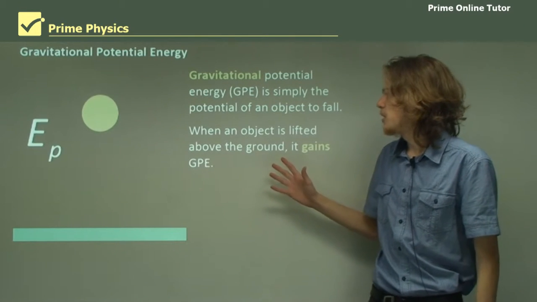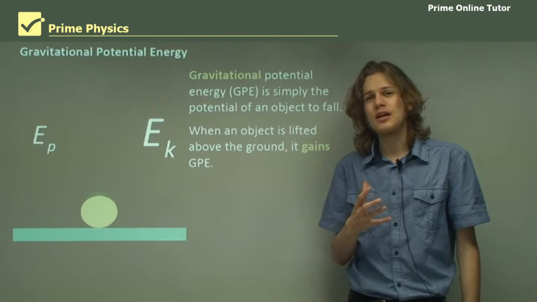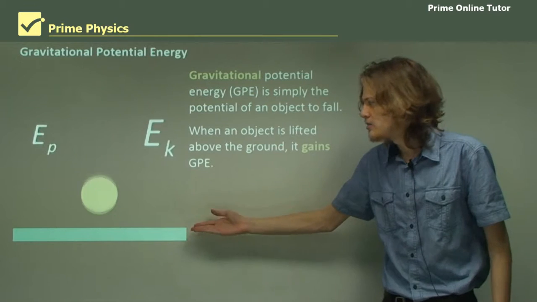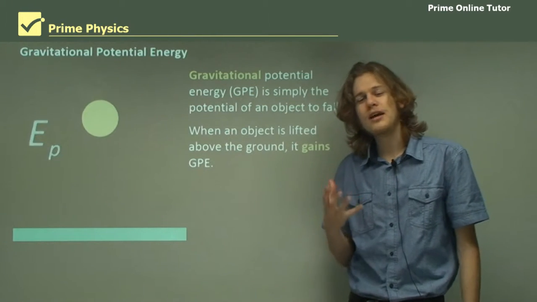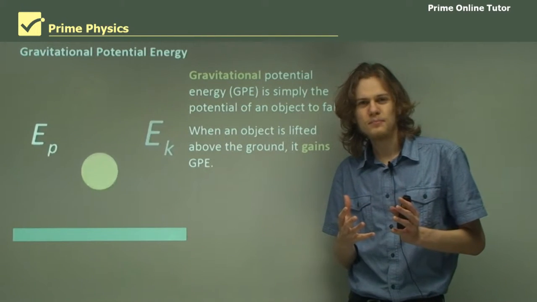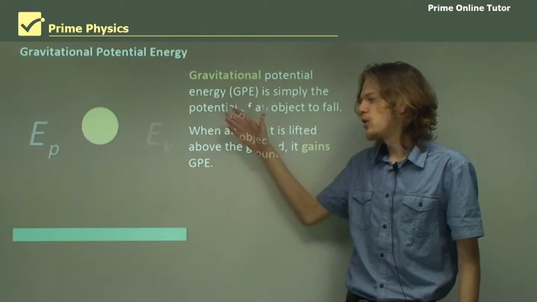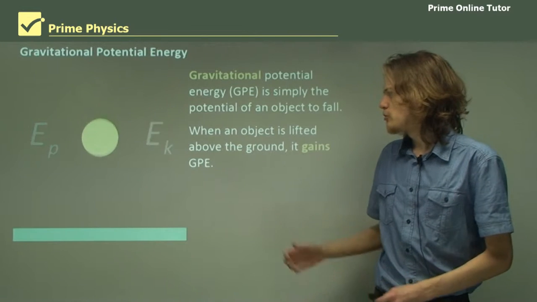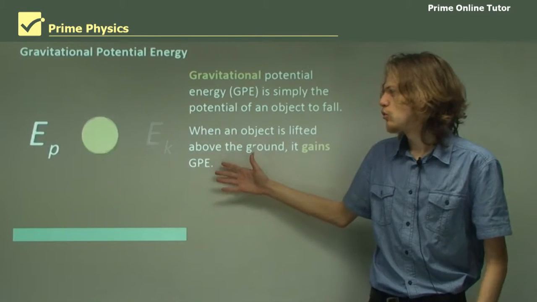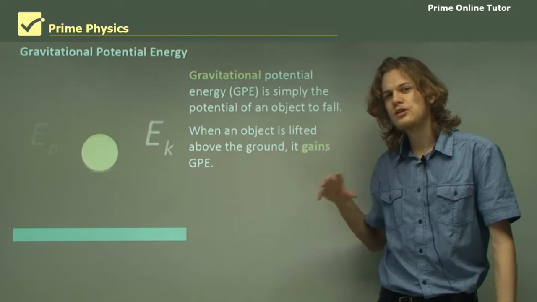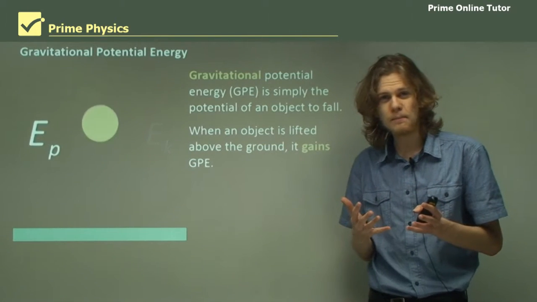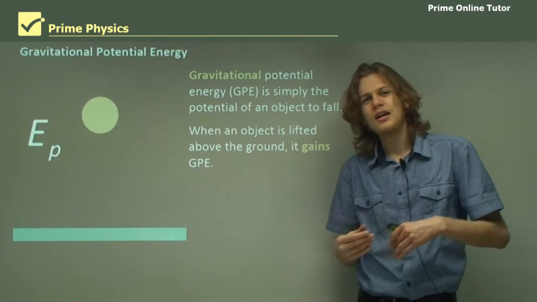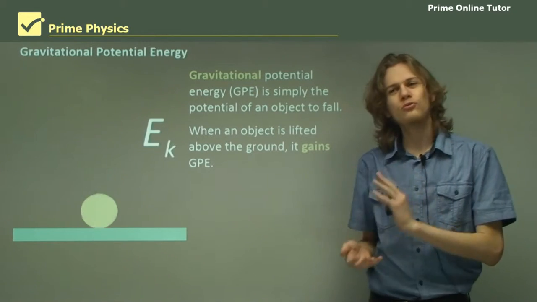When an object is lifted above the ground, it gains potential energy. We can see this ball over here. As it moves up from the ground, its potential energy increases. At the same time, it gets slower and slower, which means that its kinetic energy decreases. So it means that the kinetic energy of the object is being transformed into potential energy. The movement of the ball is being changed into a potential for the ball to fall down.